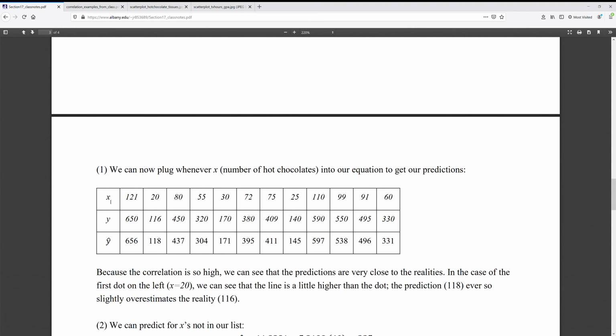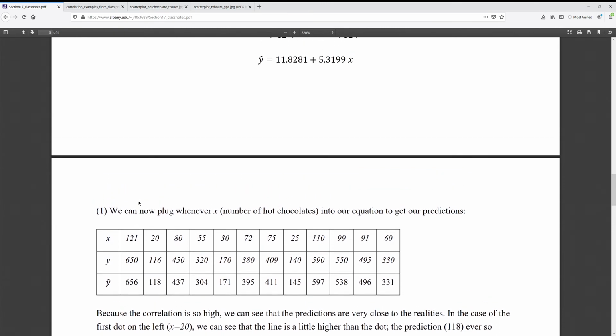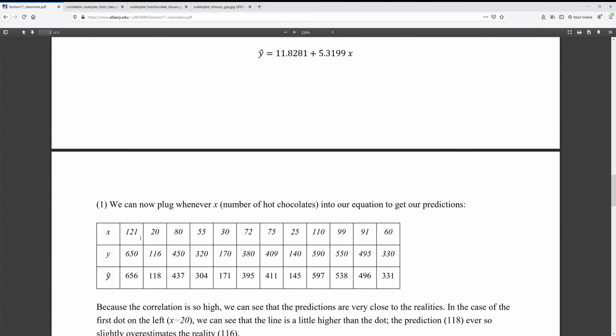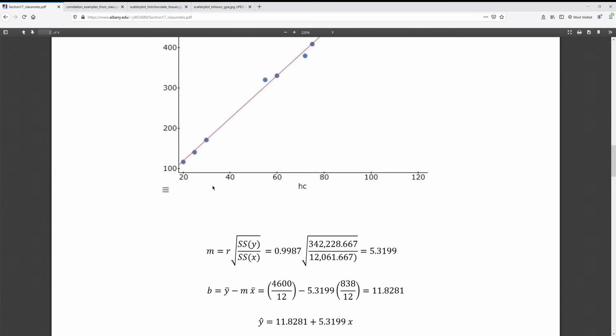So x was hot chocolates, what we're predicting with. Y was tissue boxes, what we're predicting. And we just physically plug them in. So 121, if we run it through the formula, times that, plus that, will give us, to the nearest whole number, because we are talking about tissue boxes, 650. So the reality was 656. The prediction is 650. Let's look at our picture again.